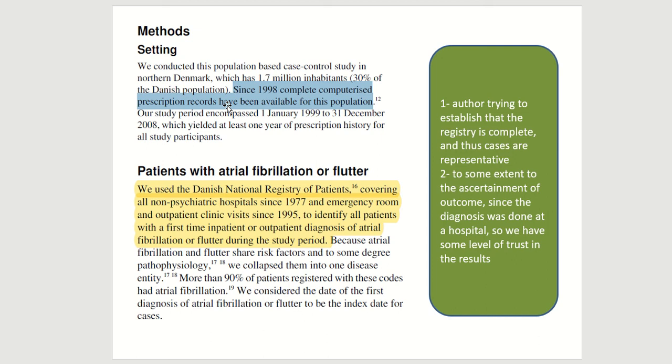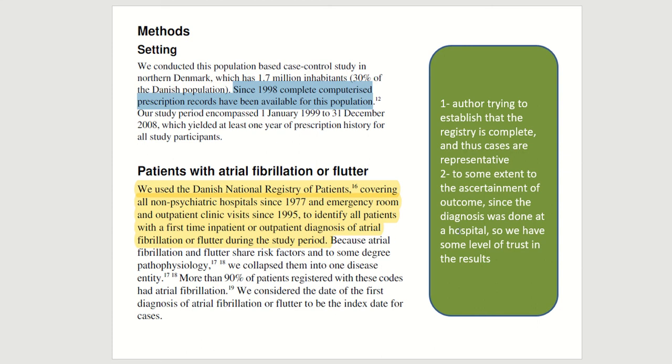The author is trying to establish that the registry is complete and that the cases are representative. He is telling us all this to say that if anyone had AFib or flutter, there is no reason that person is not showing in my registry, where I looked for cases. So they're saying that any AFib case will be there, and therefore this is population based.